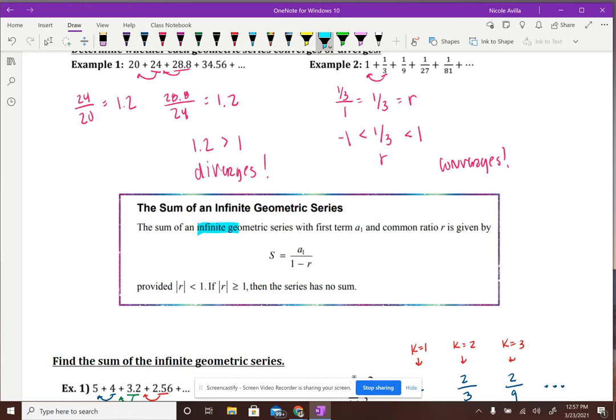The formula that I was just referencing, for how you can find the sum of an infinite geometric series, is this right here: a1 over 1 minus r. Now you can only do this if the absolute value of your ratio is less than 1. Remember, another way to think of that is if your ratio is between -1 and +1. If, however, your ratio is not within that range, then you would say that the series has no sum.